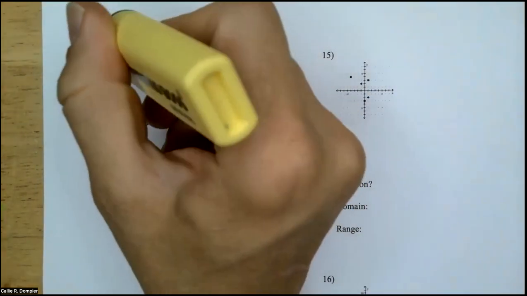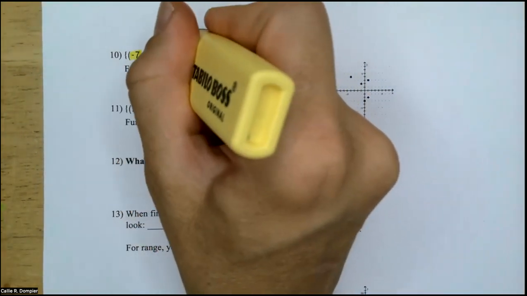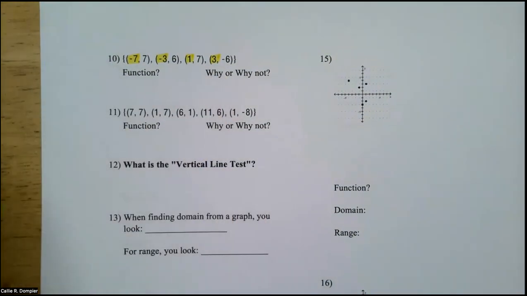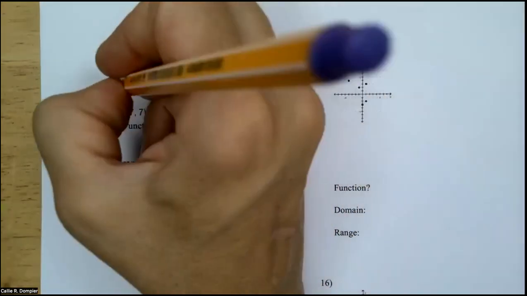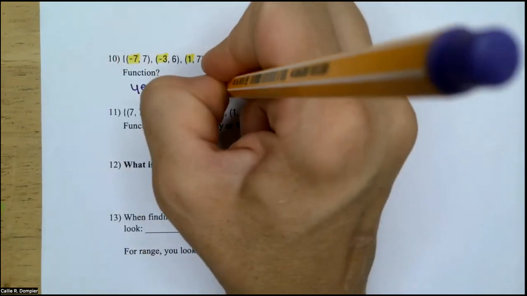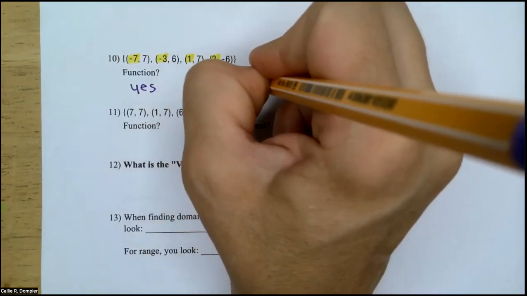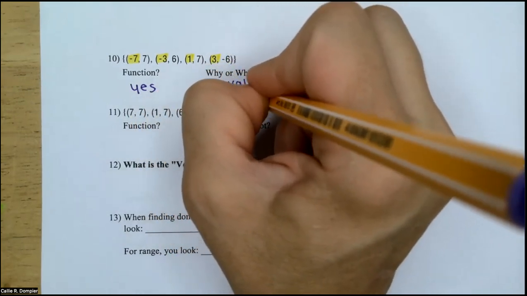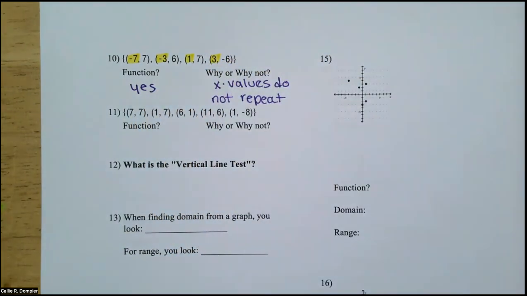So we've got -7, -3, 1, and 3. They do not repeat, so it is a function. X values do not repeat. Good.